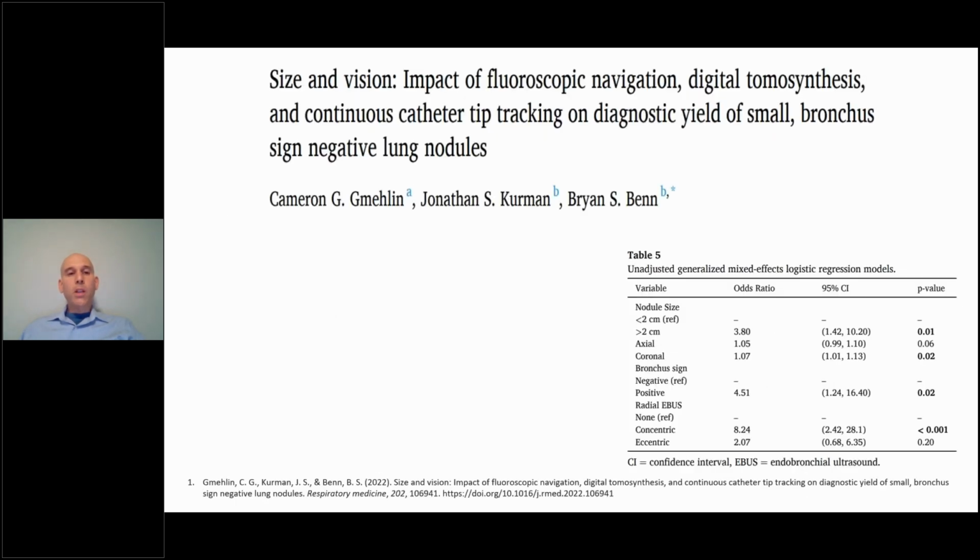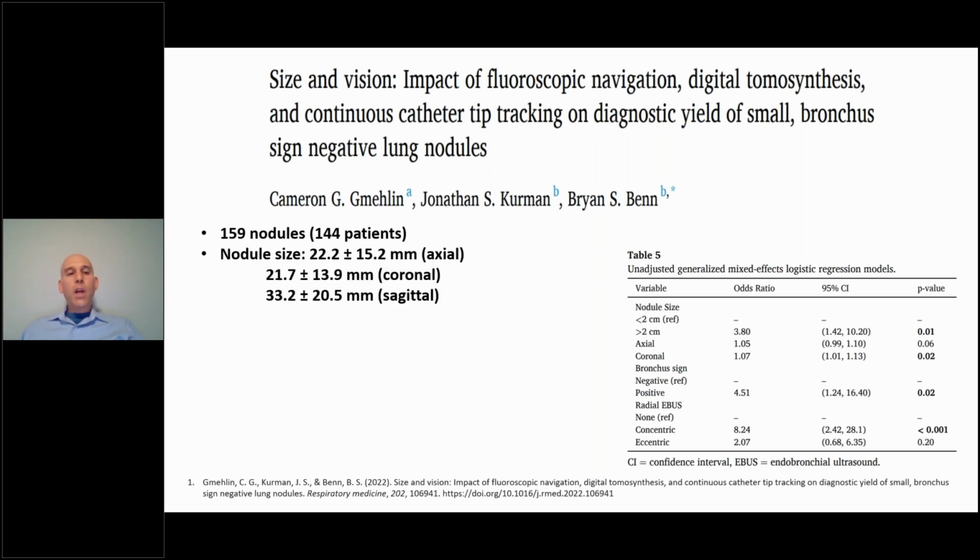And this is a publication that we did while I was at Medical College of Wisconsin. Cameron was one of our medical students. He's now a resident over at Mayo Clinic. So he was first author in this paper. And we really wanted to look at how we do with your more challenging lesions, your smaller bronchus sign negative lung nodules, focusing on that. So we looked at 159 nodules.